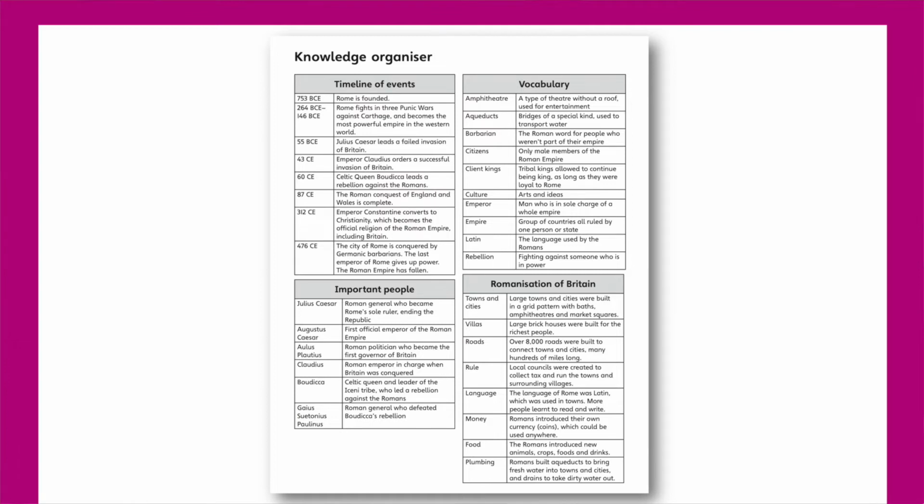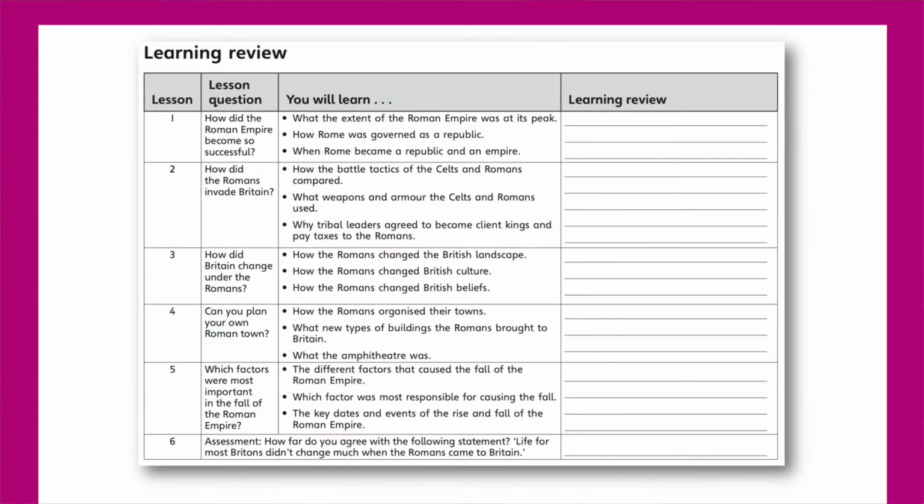The booklet begins with a knowledge organiser, which is split into 4 sections: a timeline of the key events which are covered in this unit, key vocabulary, important people, and the Romanisation of Britain. Each of the 6 lessons is framed around an inquiry question. It may be helpful to share this question at the beginning of the lessons to frame the learning, as well as ending the lesson by having pupils jot their key reflections in the learning review column here. Now, let's take a closer look at each of these lessons in turn.